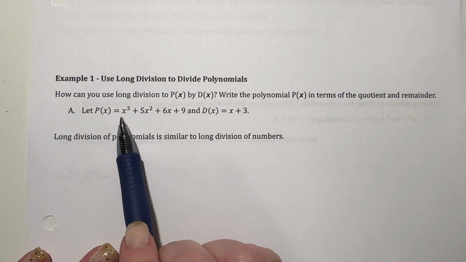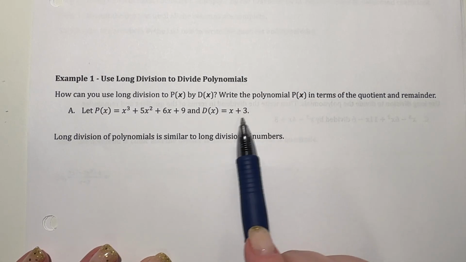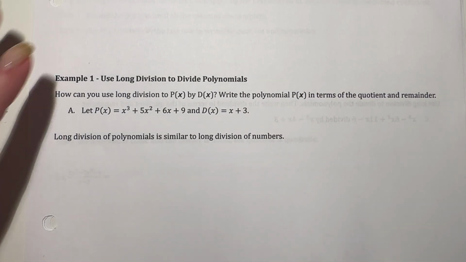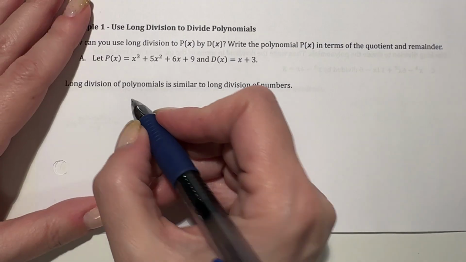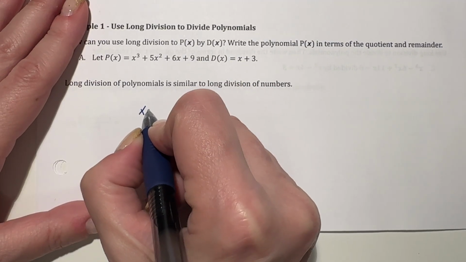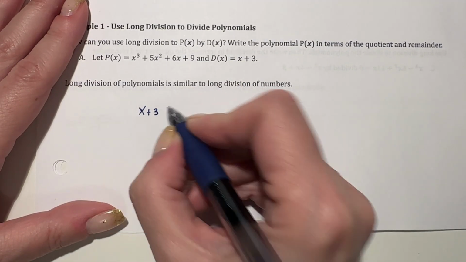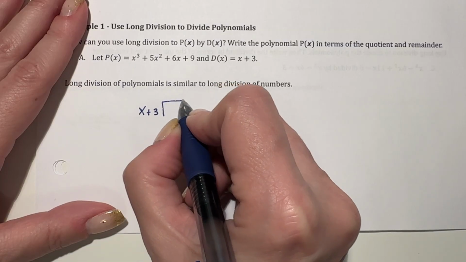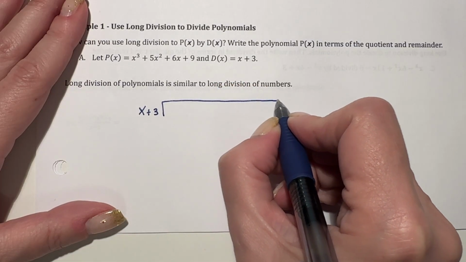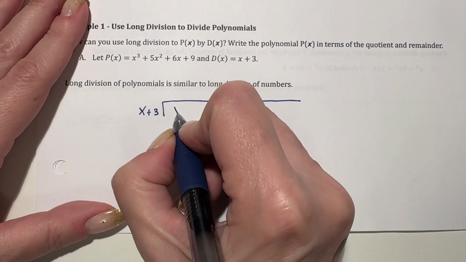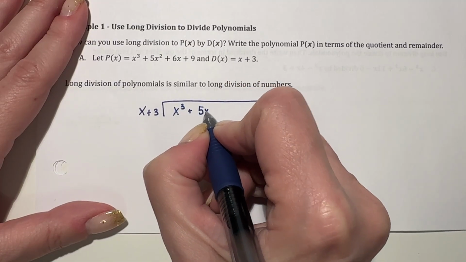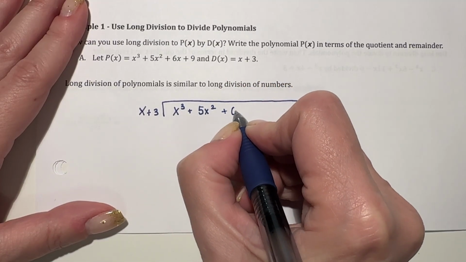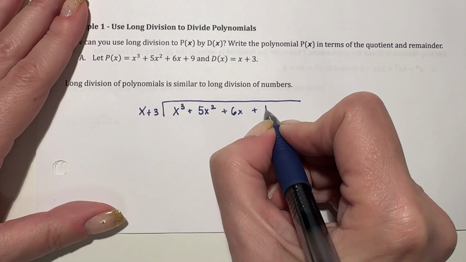So we're going to take this polynomial and we're going to divide it by this polynomial. First thing I'm going to do is set this up like a division problem. I'm going to put the x plus 3 over here on the left, and then I'm going to make that division sign, and I'm going to put my other polynomial underneath. Just like that.